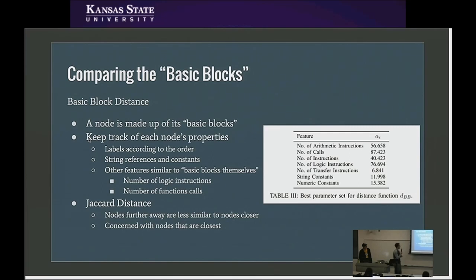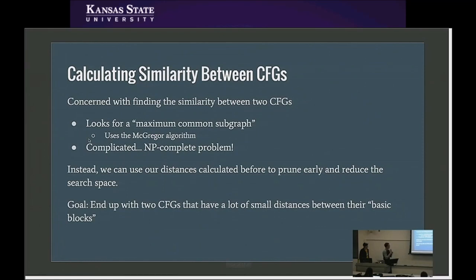And so what they did is they just calculated the distance between nodes. And so a node that's further away means it's less similar. They have a complicated algorithm, it's really just a math thing, and so we're really just concerned with nodes that are closest. You can think back to that graph, nodes that are right by each other indicate that they're more similar. And finally, we're calculating the similarity between the CFGs.